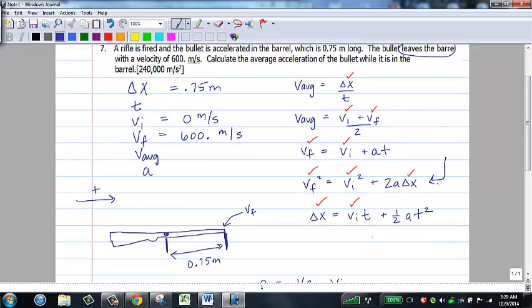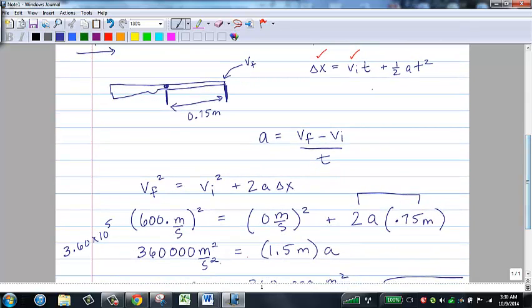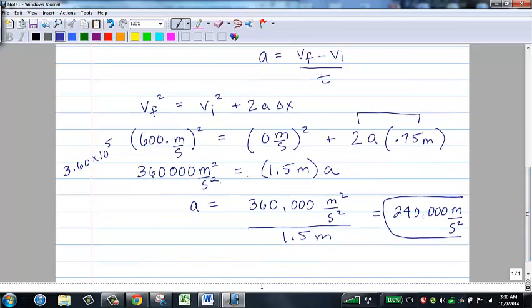We chose this equation because we could do the problem in one step, but I think there might have been some value in doing it the longer way, where we got the average and put that in here, and got t and put that in here, because we would have been able to see the value of the time is very, very tiny. So the bullet has a huge change in velocity over a tiny amount of time. So that's going to result in a huge acceleration. 240,000 meters per second squared.